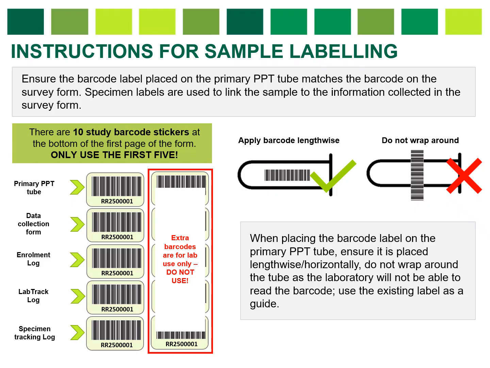The third barcode will be going on the enrollment log. This is the log that stays on site for you to keep a record of who you've enrolled. Then, as mentioned, the lab track log. It's very important that we know which participant's details you are completing on the lab track log, so when we do the data captures in Joburg, we can link it back to your sample. And then, of course, the specimen tracking log. This is a record of all the specimens that have been collected.